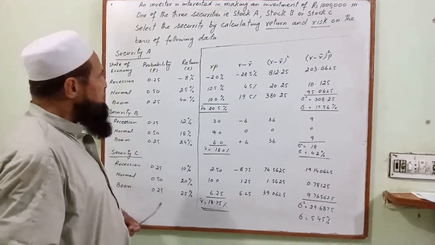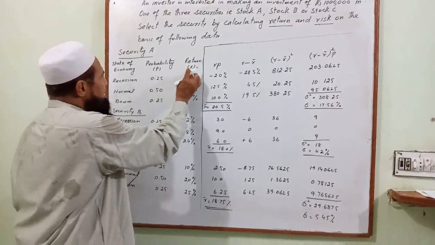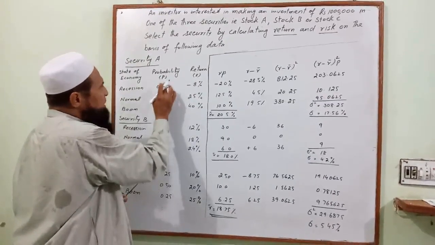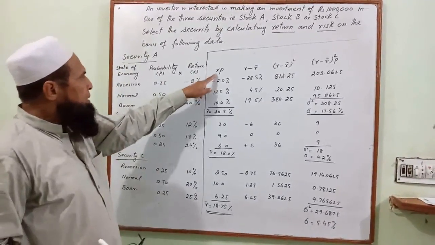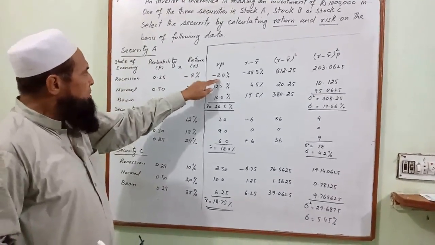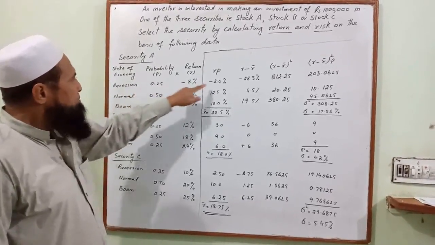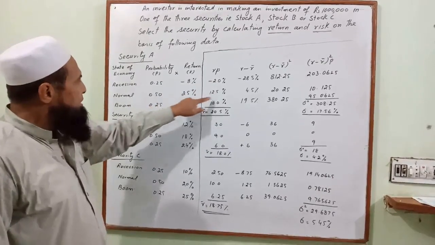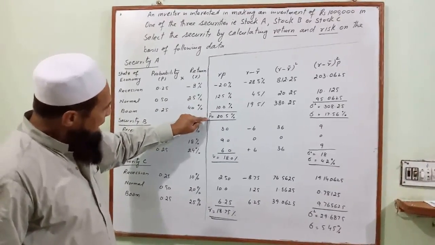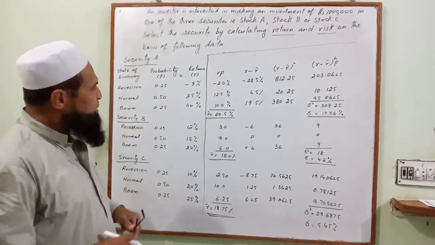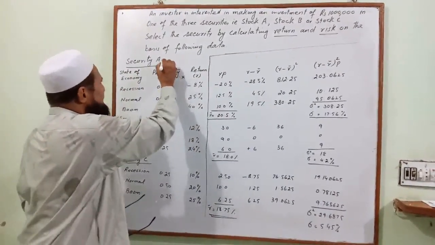How is the return calculated? It is only the weighted average of return, the weights being probabilities. We will only multiply P into R. This is minus 8 into 0.025, which becomes minus 2, and then 12.5, and so on. When we total it, that is R bar. The expected return is 20.5 in case of security A.